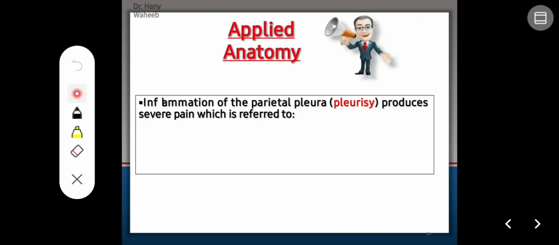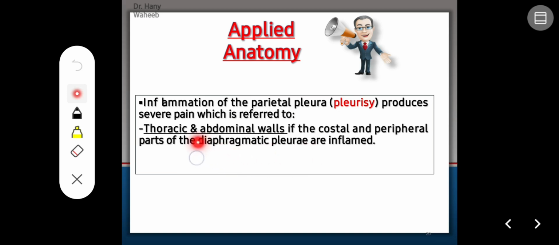Applied anatomy. Inflammation of the parietal pleura is called pleurisy, while inflammation of the lung is called pneumonia. Pleurisy, inflammation of the pleura, produces severe pain, which is referred according to the nerve supply.